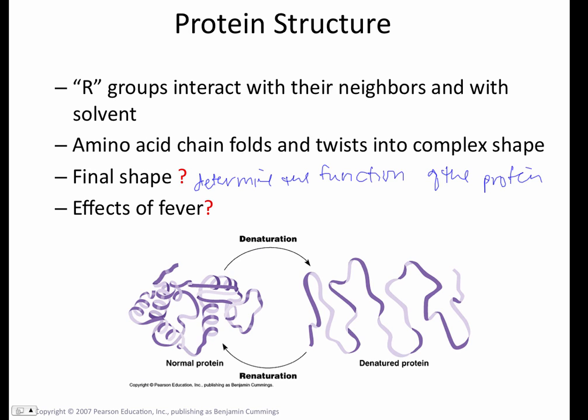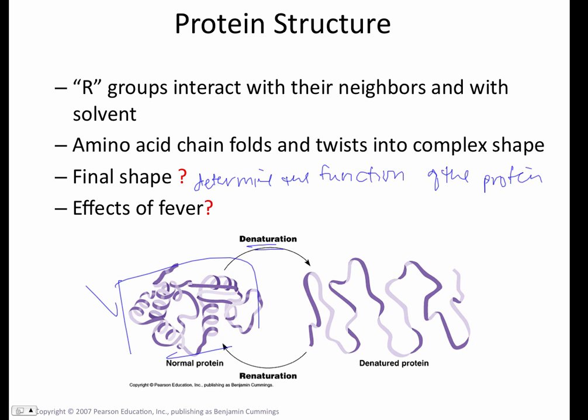How does fever affect this? Okay, thinking about homeostasis, we don't want to have high fever for too long, and that's because heat, acids, bases, they can all denature or remove this three-dimensional conformation of our protein. Here's our protein under normal conditions. It can perform whatever action it's going to carry out.